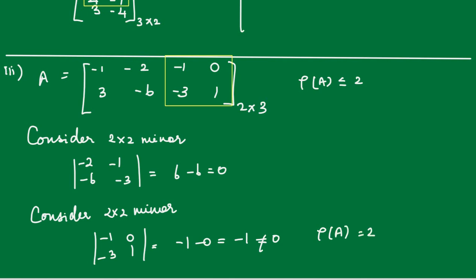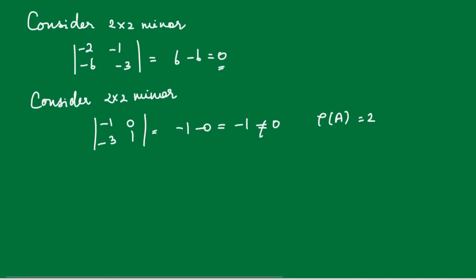So what have we done here? One minor we have checked is equal to 0. So we go for the next possible minor. It is not equal to 0. Therefore, we say the rank of A is equal to 2.